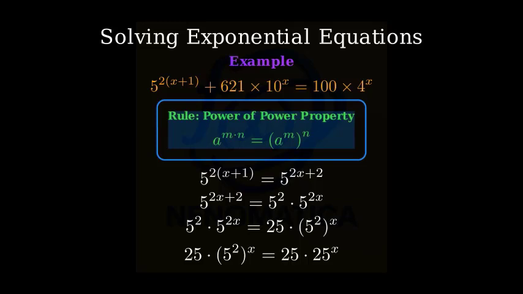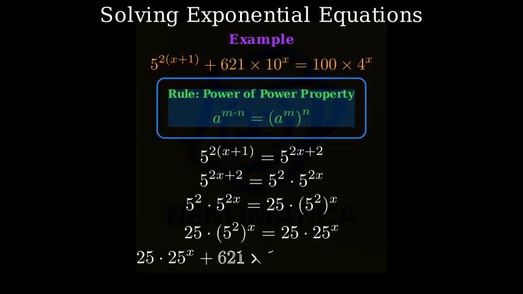Now, let's substitute this simplified expression back into our original equation. Our equation becomes 25 times 25 to the power of x plus 621 times 10 to the power of x equals 100 times 4 to the power of x.